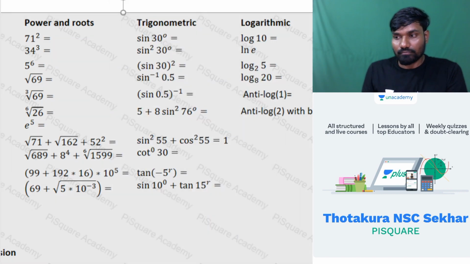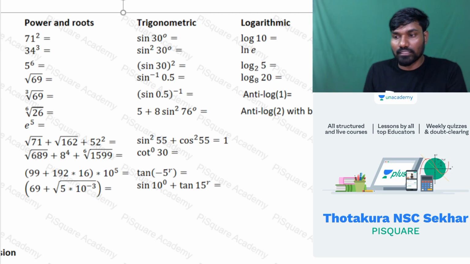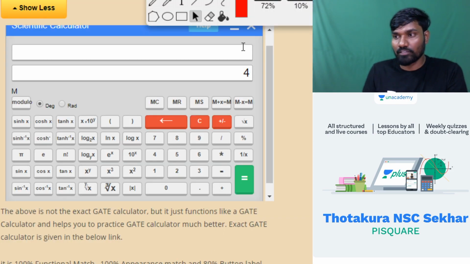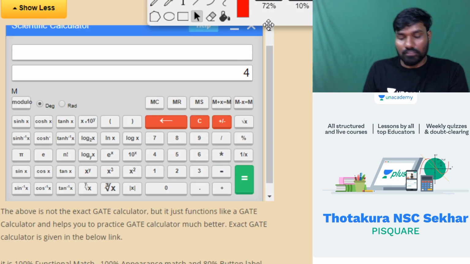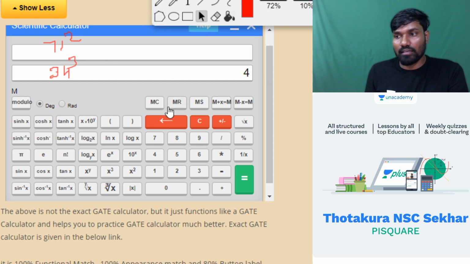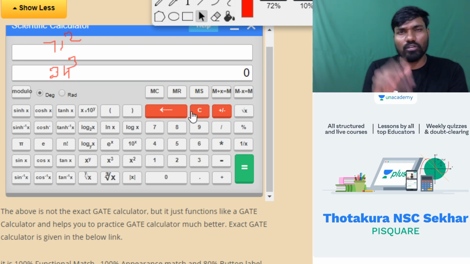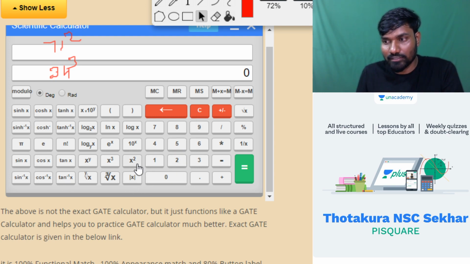Now let's go to a virtual calculator. Let's perform these things in the virtual calculator. What are you supposed to do? 71 square, 34 cube. Okay, 71. Let me clear the memory. Memory is clear. 71. Look at the square first. Where is the square in this calculator? This is the square one, right? Here what we have? X is there.